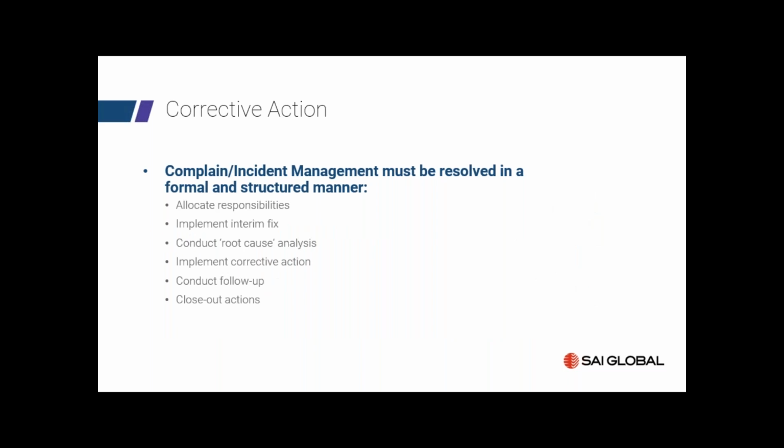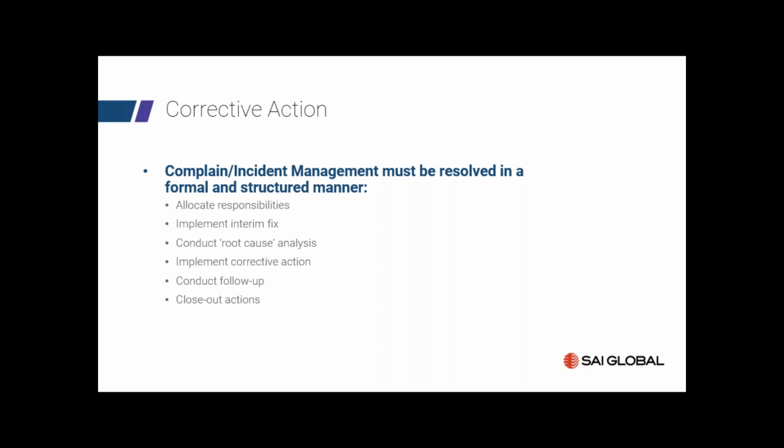Corrective action: when things go wrong, and they will, when there's a complaint or an incident or a failure, it's essential to address it in a formal and structured manner. The way that it should best be done is to allocate responsibilities to people in the case of a complaint or the requirement for a corrective action. That allocation is usually done by top management or whoever is accountable for the corrective action.